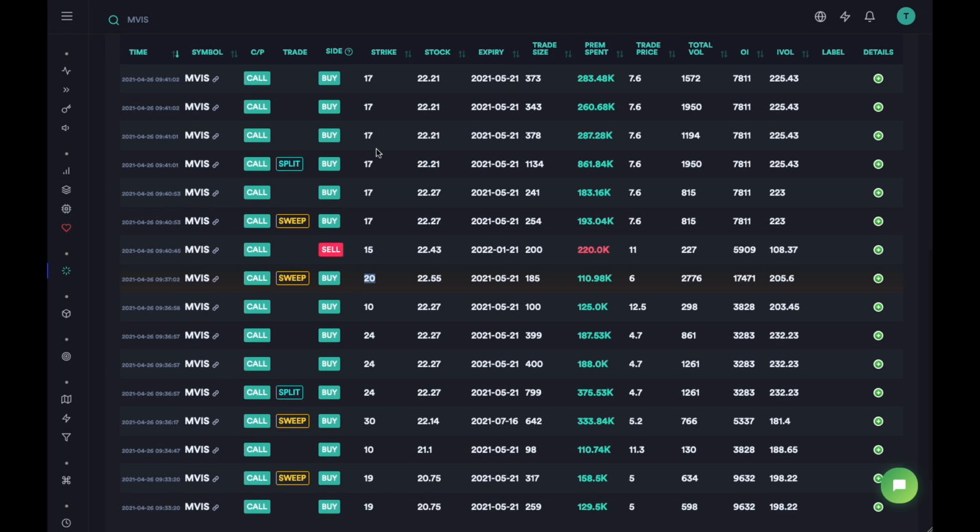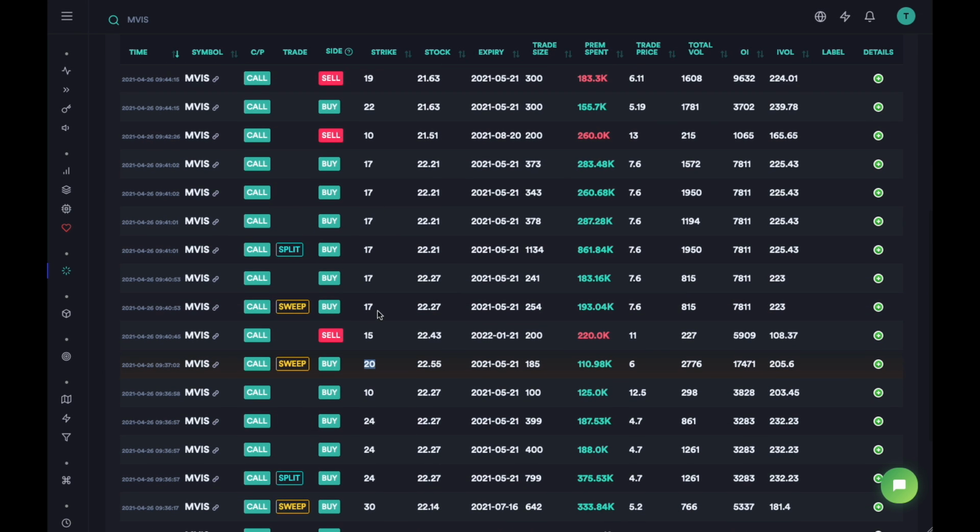Again, 20, 15, 17, okay, sure, but this one you might see that there is something red, but look at the expiration date. Someone is expecting the price to drop by 2021. We don't care about that expiration date because that's far away.